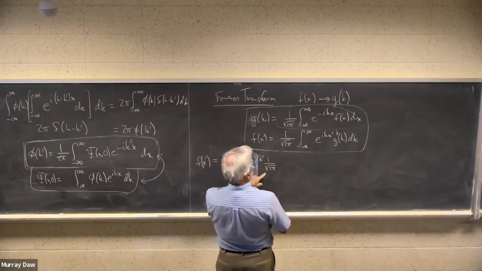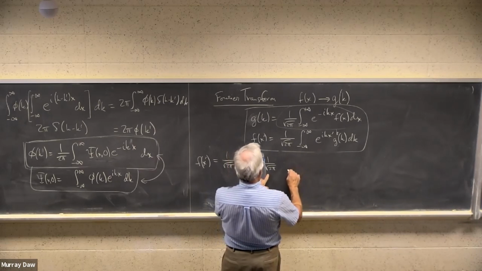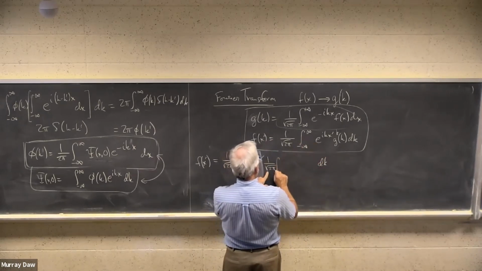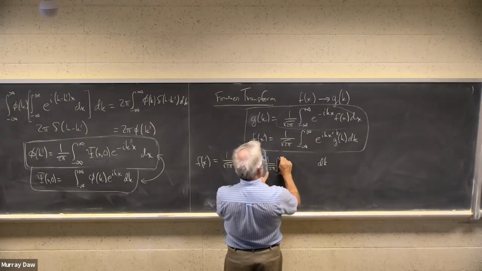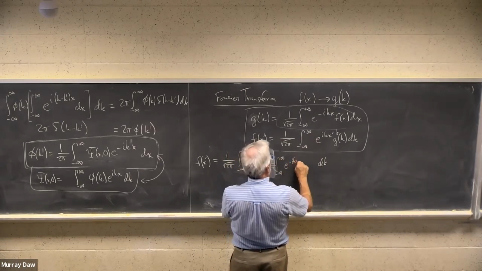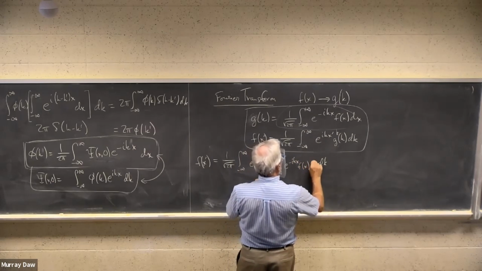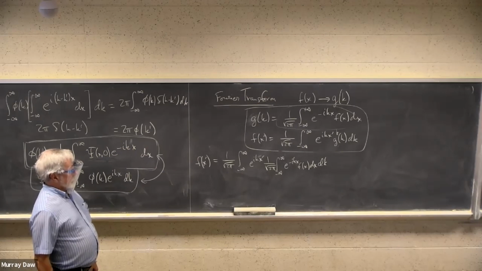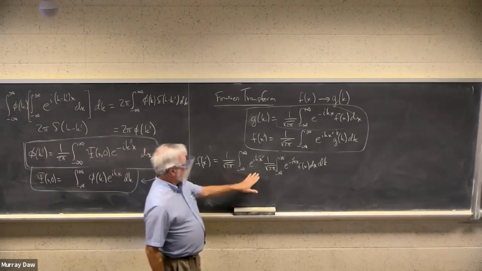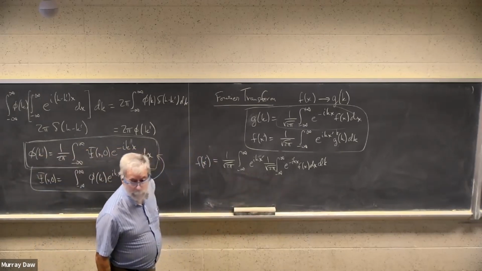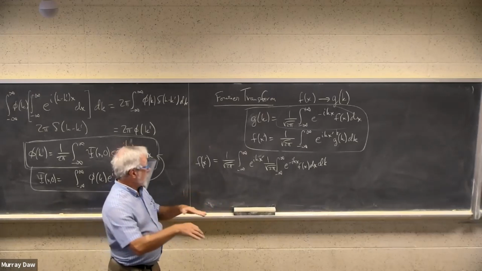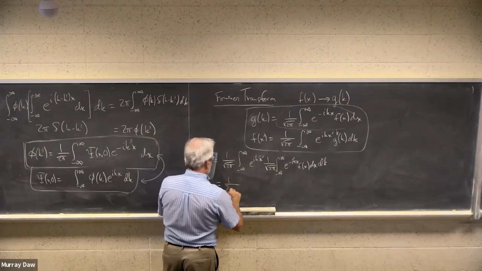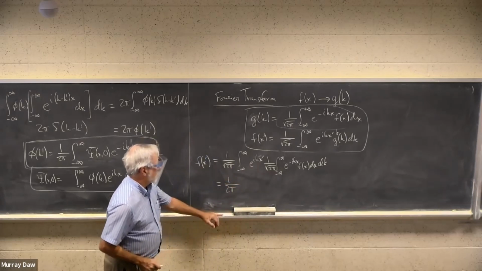Okay, so then we have g of k. g of k is this. Now again, the order of integration here doesn't matter. So again, with a 2-dimensional integral, the order doesn't matter. I'm going to bring out the 1 over root 2 pi. We have 2 pi here now.